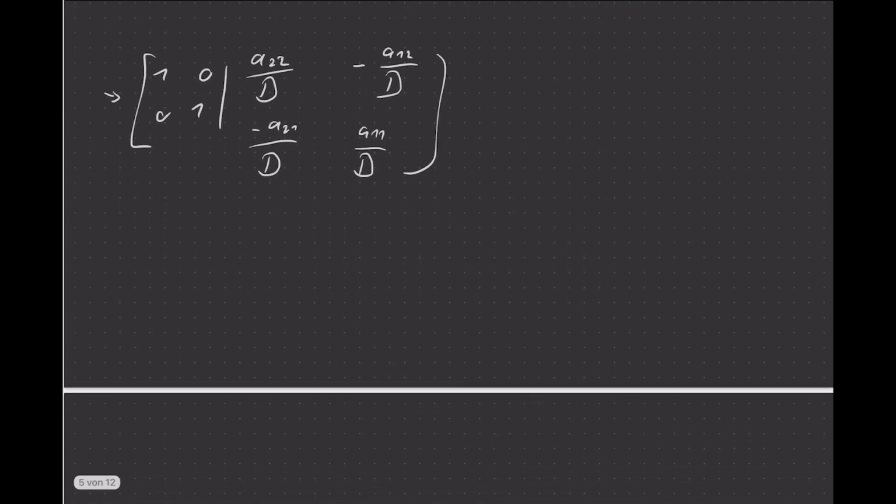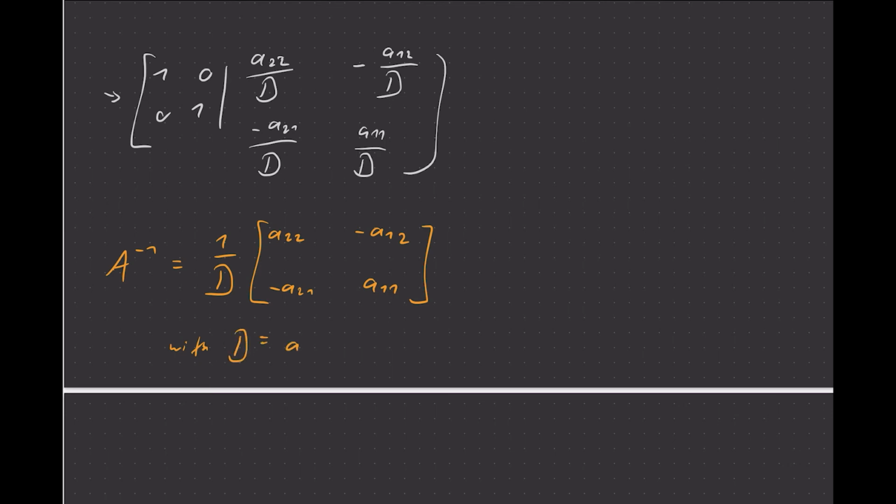So that is our inverse. And what that means is A to the minus 1, we can just take out this 1 over D, then the formula gets to look a little nicer. So this is 1 over D times A22, minus A12, minus A21, A11. With, again, D equal to A11 A22 minus A12 A21.